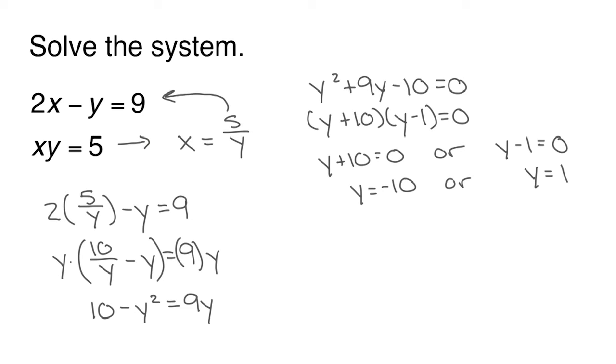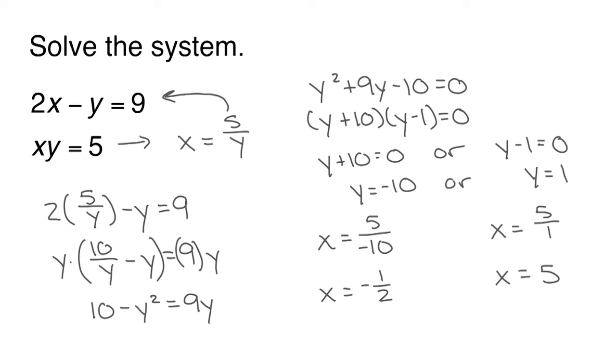Now we can find the corresponding solutions for x. We know that x is equal to 5 over y. So if y is negative 10, then x is 5 divided by negative 10, and thus x is equal to negative 1/2. If y is 1, then x is equal to 5 over 1, or x is equal to 5.